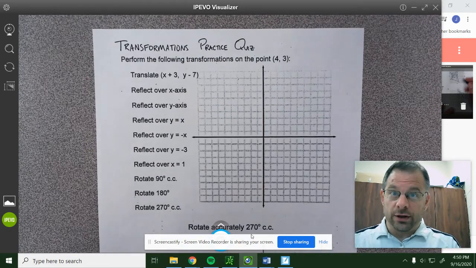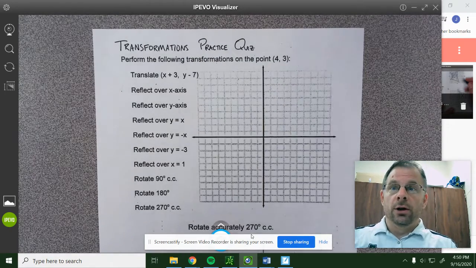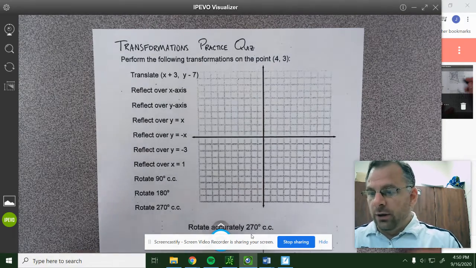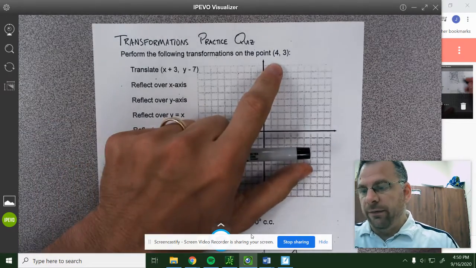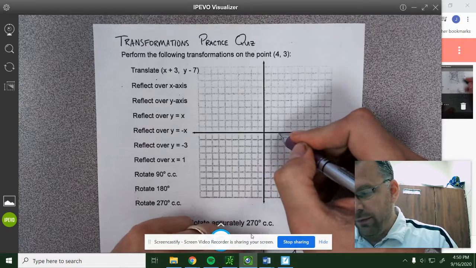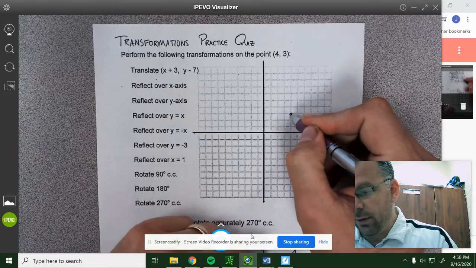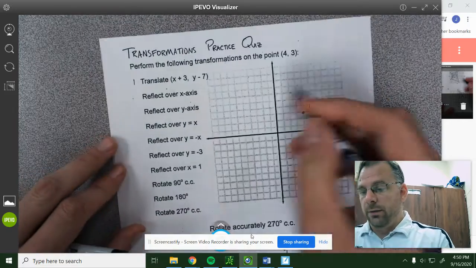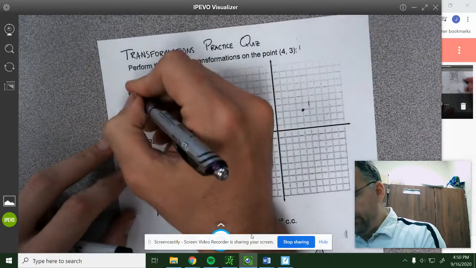Okay, here we have the transformations practice quiz. Hopefully you can see my document here as we're working through this. We're going to start with the point 4, 3. So I'm going to go over 4 of 3, right? That's my first point right there. We'll call this number 1. Actually, this is number 1.